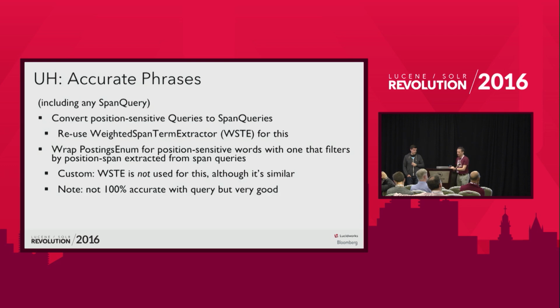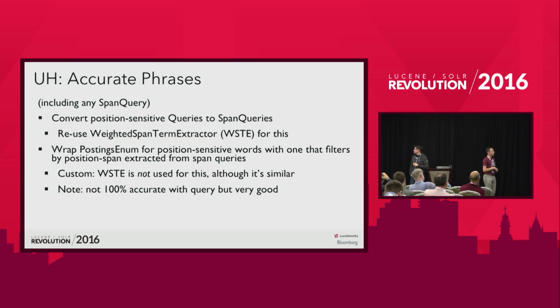I could go on talking for a while about all the things we did to make the unified highlighter, and how it evolved from the postings highlighter initially. But I'm going to highlight three in particular. The first is accurate phrases. This is a difficult requirement for the postings highlighter because the postings highlighter did not care about this. It takes every occurrence of any word in your query and highlights it wherever it sees it.